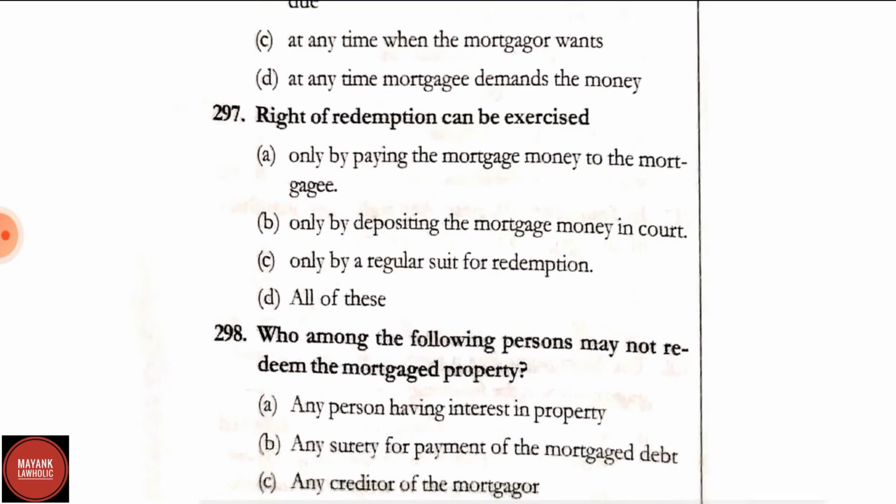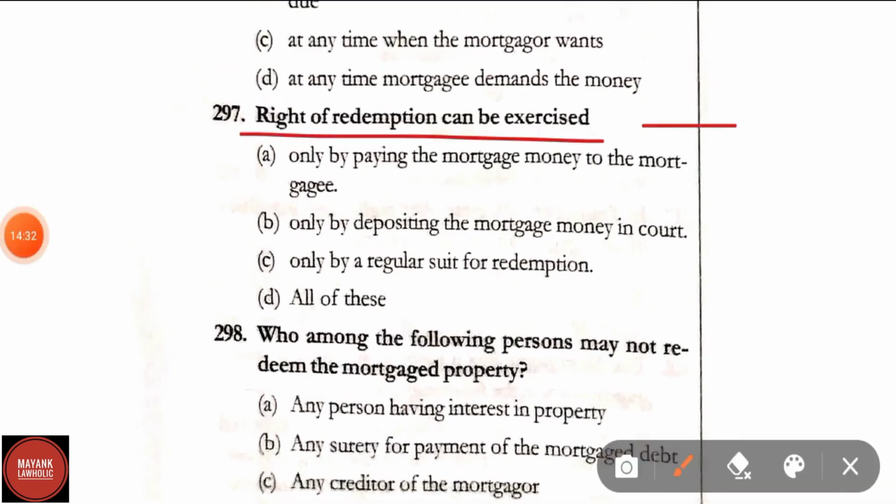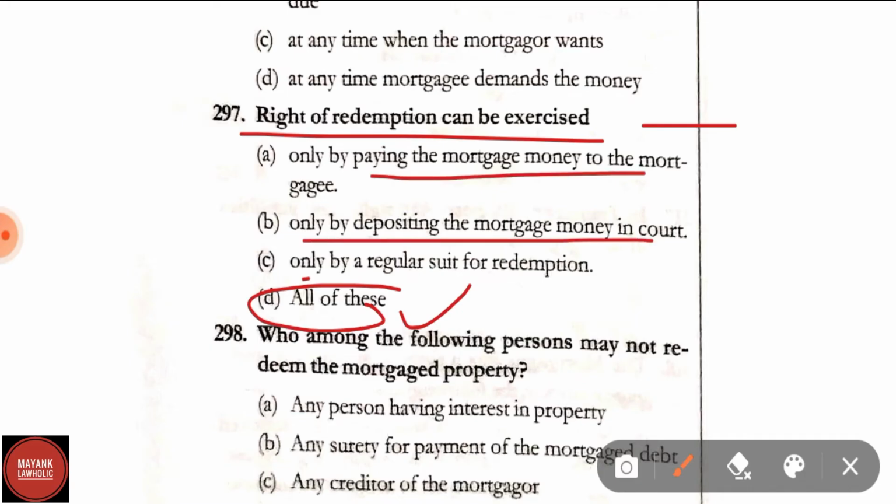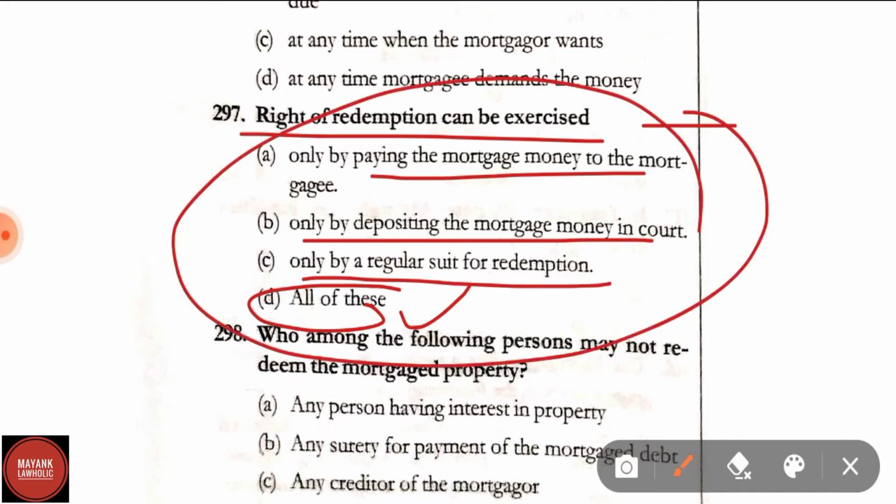Question number 297. Right of redemption can be exercised only by paying the mortgage money to the mortgagee, only by depositing the mortgage money in the court, only by a regular suit for redemption, all of these. Here correct answer is option D, that is all of these. Right of redemption can be exercised by paying the mortgage money to the mortgagee, by depositing the mortgage money in court, and by regular suit of redemption.